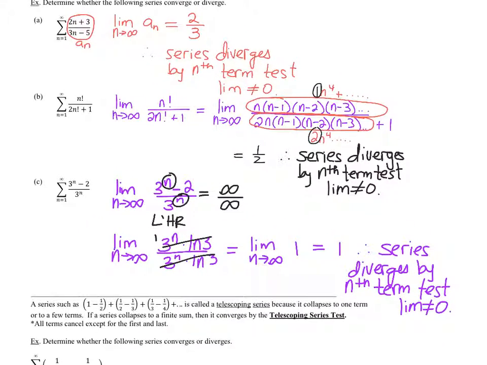Now, we didn't have any examples here where the limit did not exist. If that were the case, you would say the series diverges by the nth term test, the limit does not exist. So I didn't feel the need to throw an example in there just to address that component. But you can see hopefully that we're applying the skills that we've been reviewing the last couple of days related to limits.